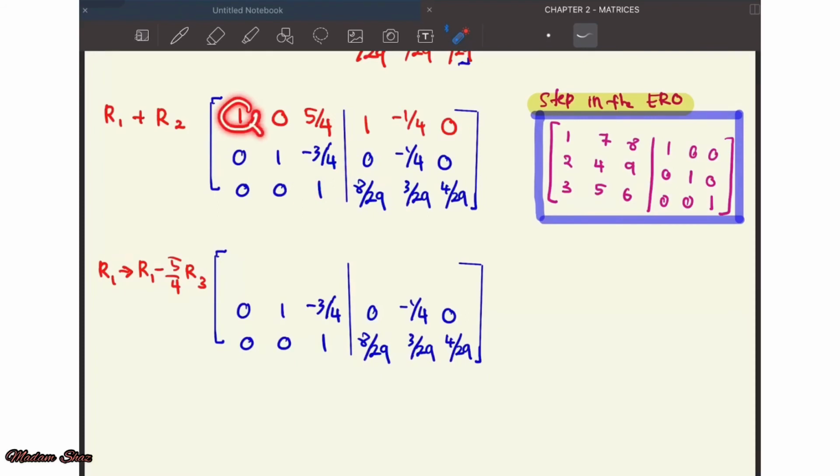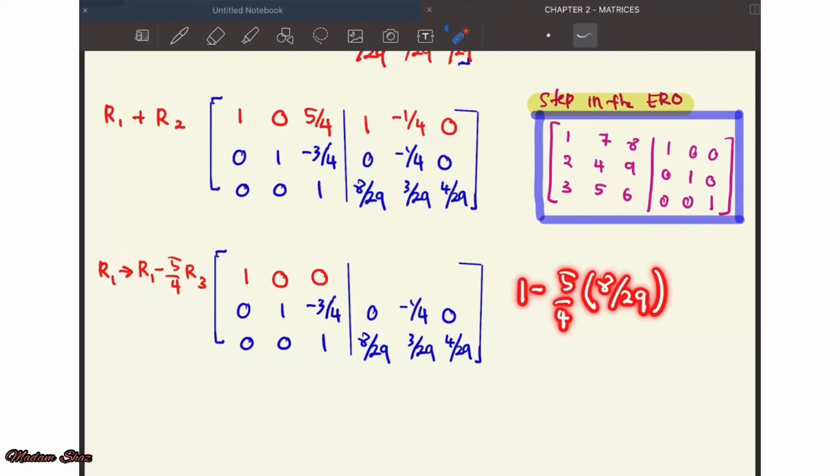1 minus 5 over 4 multiply 0 will become 1. 0 minus 5 over 4 multiply 0 will become 0. 5 over 4 minus 5 over 4 multiply 1 will become 0. 1 minus 5 over 4 multiply 8 over 29, so this one will become 19 over 29.